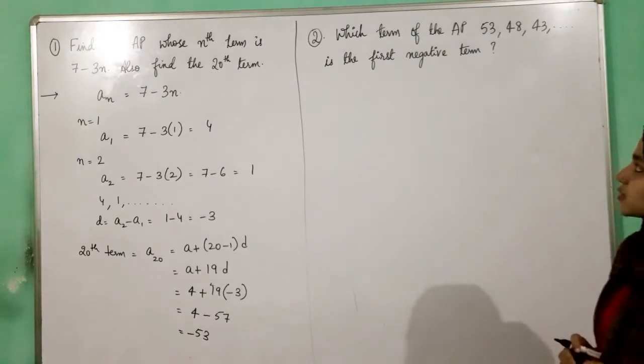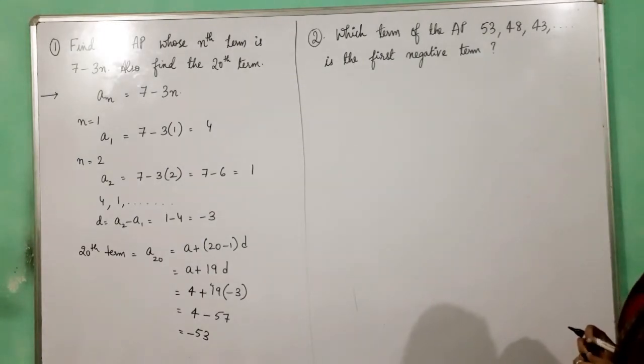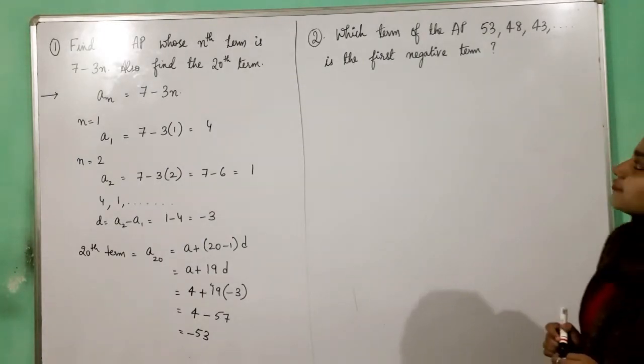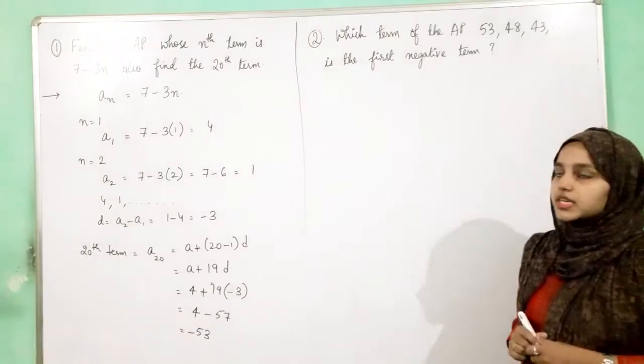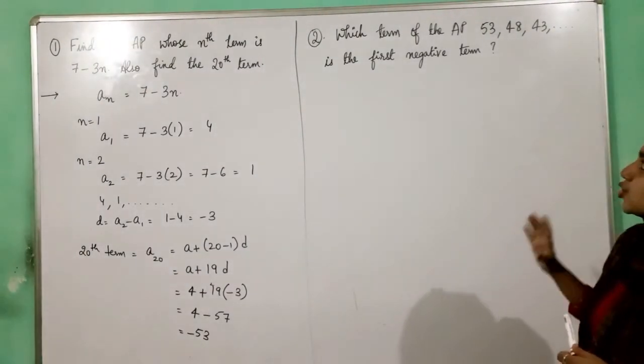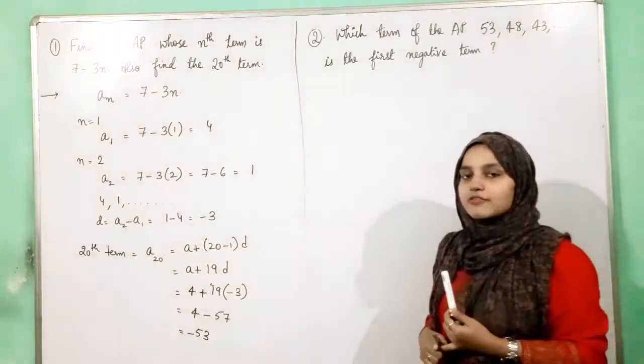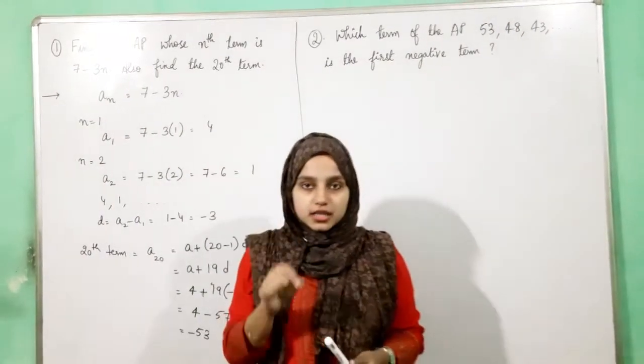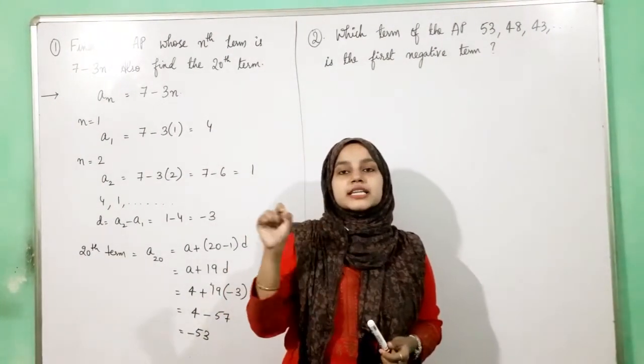So let us move to the next question. So what is our next question? Which term of the AP 53, 48, 43 is the first negative term? Okay, so in this question you are given the AP. You have to find out what is that term where you will get the first negative number.